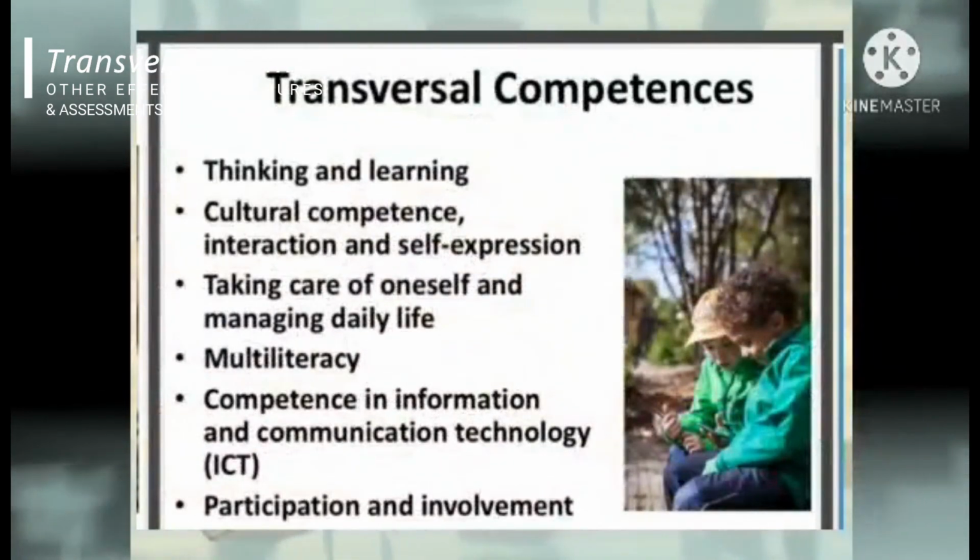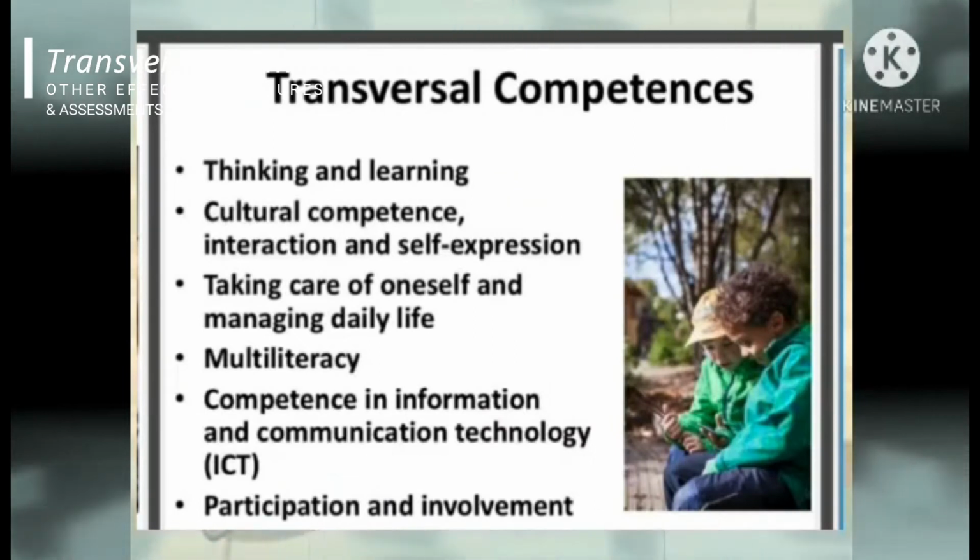The aims set for transversal competencies include thinking and learning to learn, cultural competence, interaction and self-expression, taking care of oneself and managing daily life, multi-literacy, ICT competence, working life competence and entrepreneurship, participation, involvement, and building a sustainable future. The aims of transversal competencies are specified in the National Core Curriculum. Education providers are able to further define them according to their individual areas of emphasis.